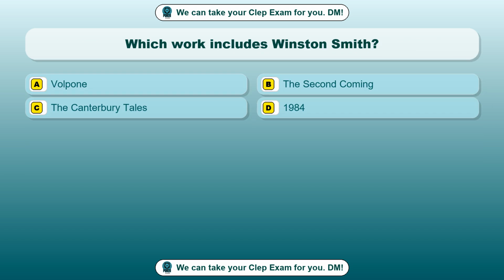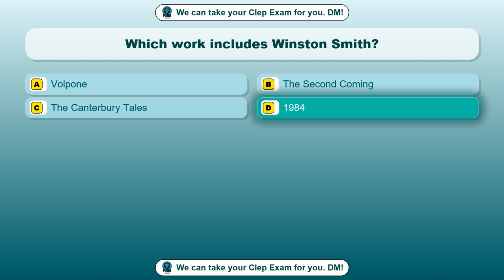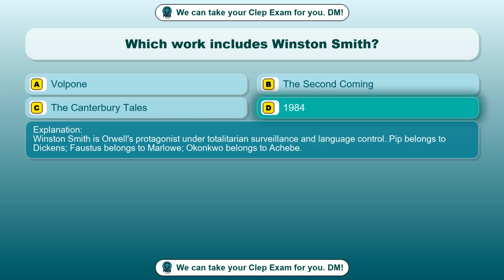Question 65. Which work includes Winston Smith? Option A, Volpone. Option B, The Second Coming. Option C, The Canterbury Tales. Option D, 1984. The correct answer is option D, 1984. Winston Smith is Orwell's protagonist under totalitarian surveillance and language control. Pip belongs to Dickens, Faustus belongs to Marlowe, Okonkwo belongs to Achebe.